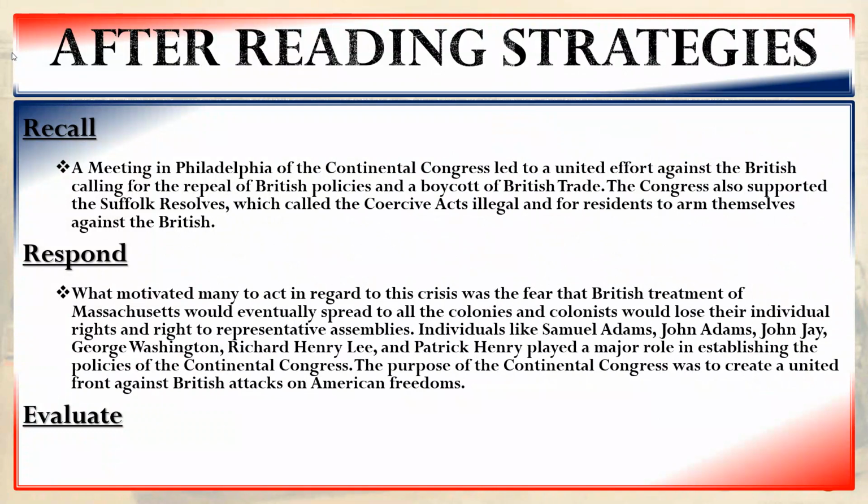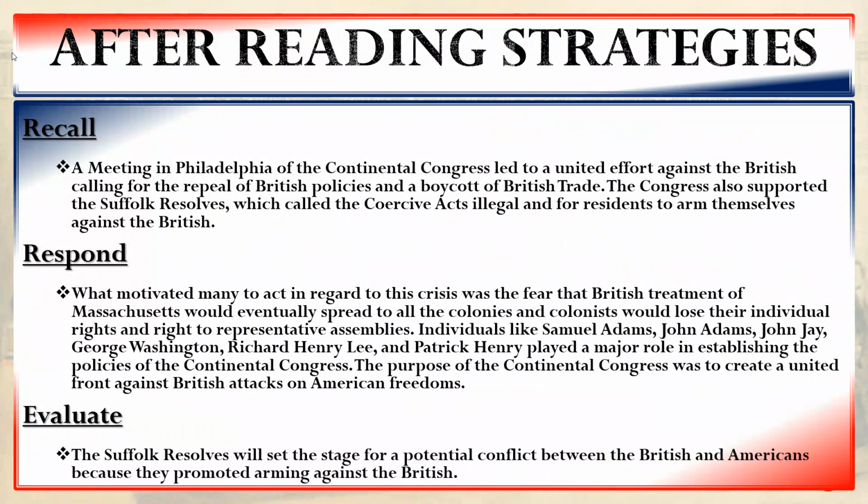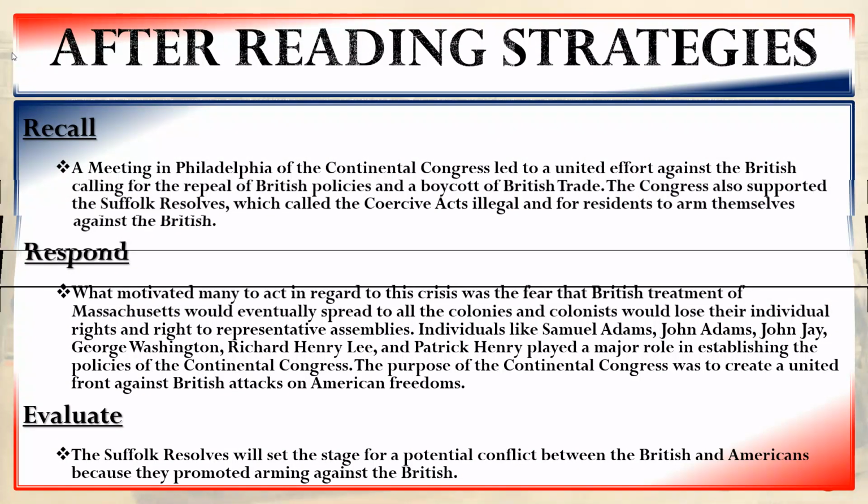Individuals like Samuel Adams, John Jay, George Washington, Richard Henry Lee, and Patrick Henry played a major role in establishing policies of the Continental Congress. The purpose of the Continental Congress was to create a united front against British attacks on American freedoms. I think that basically sums it up. And evaluate. The Suffolk Resolves will set the stage for a potential conflict between the British and Americans because they promoted arming against the British. I mean, if you're getting weapons ready, that's usually a sign you're going to do something a little severe. And we're seeing that here at the end.